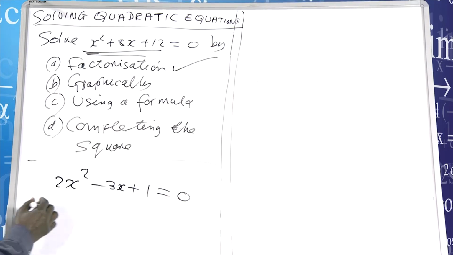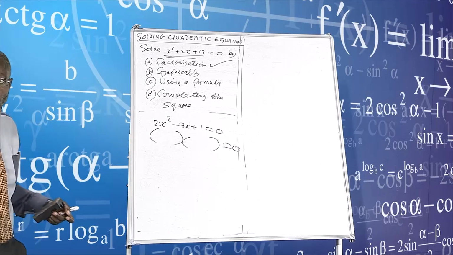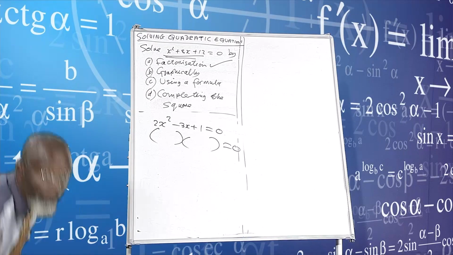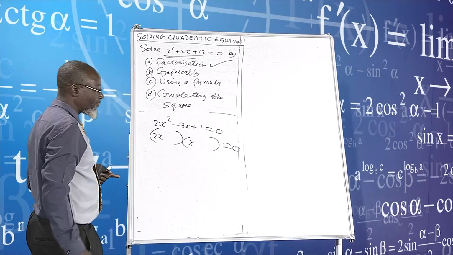So this is just some. Right? I want to use that one so that we can solve the particular problem. Here we go. 2x and then x.